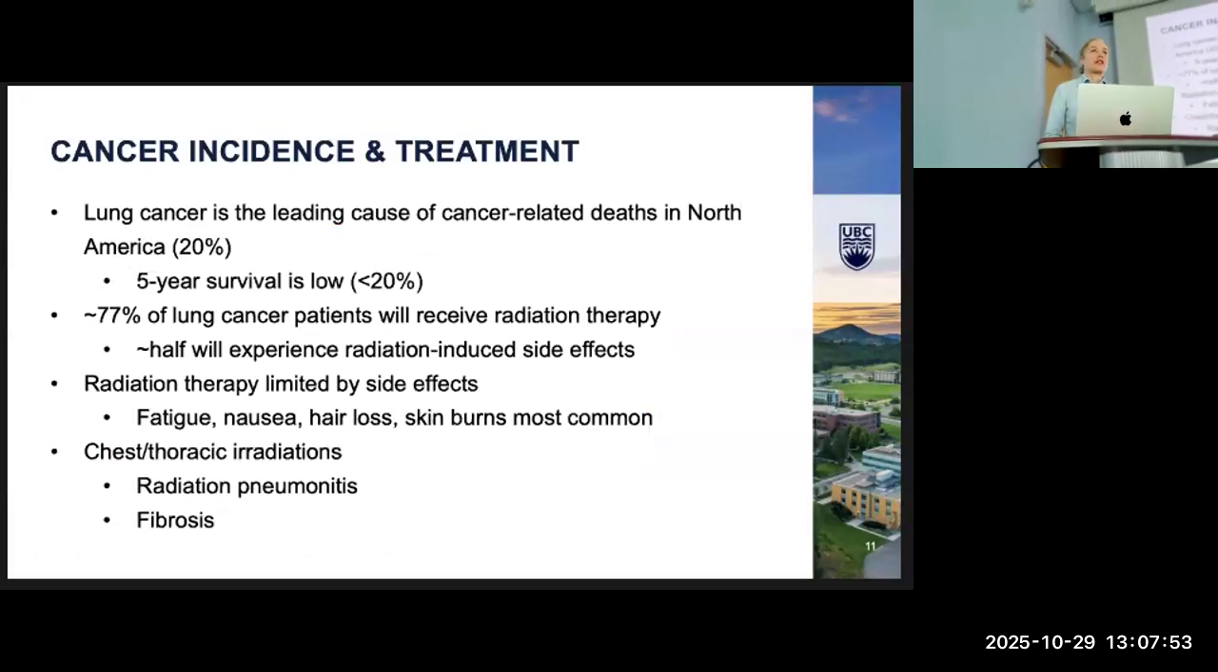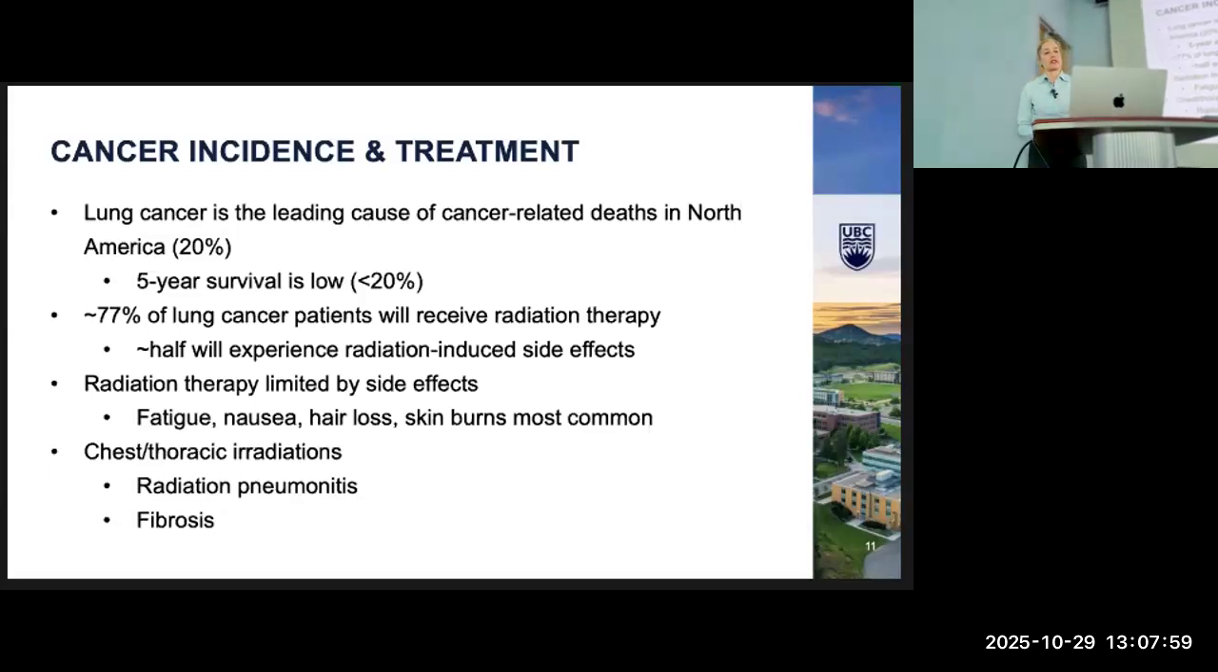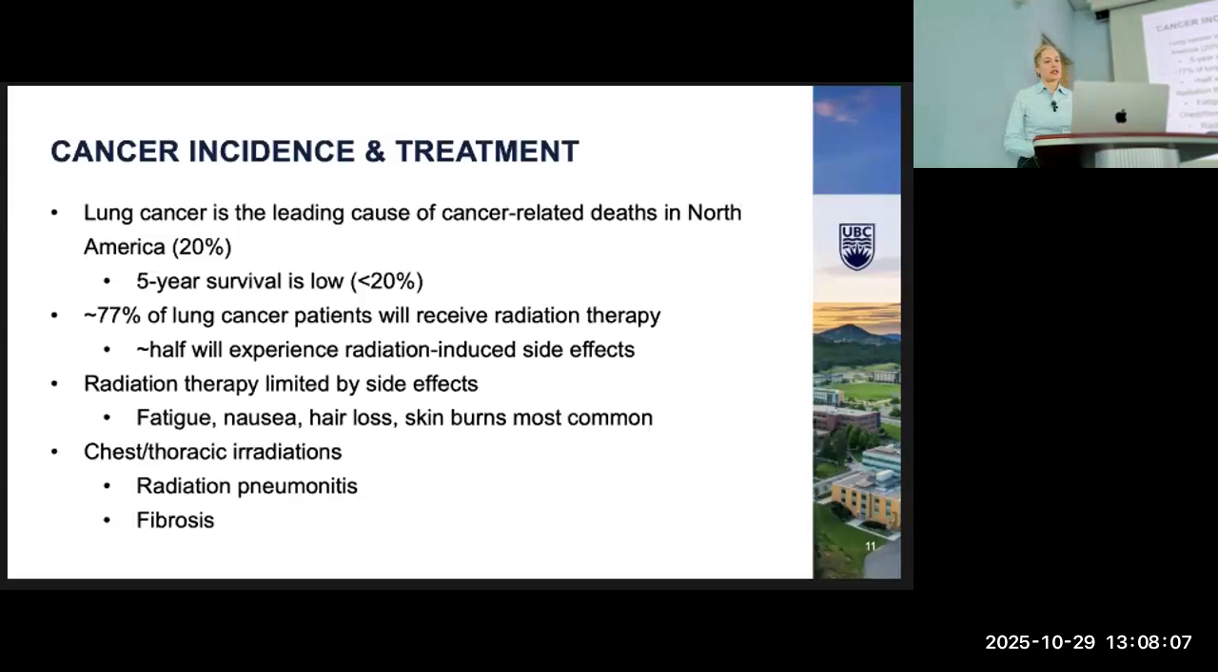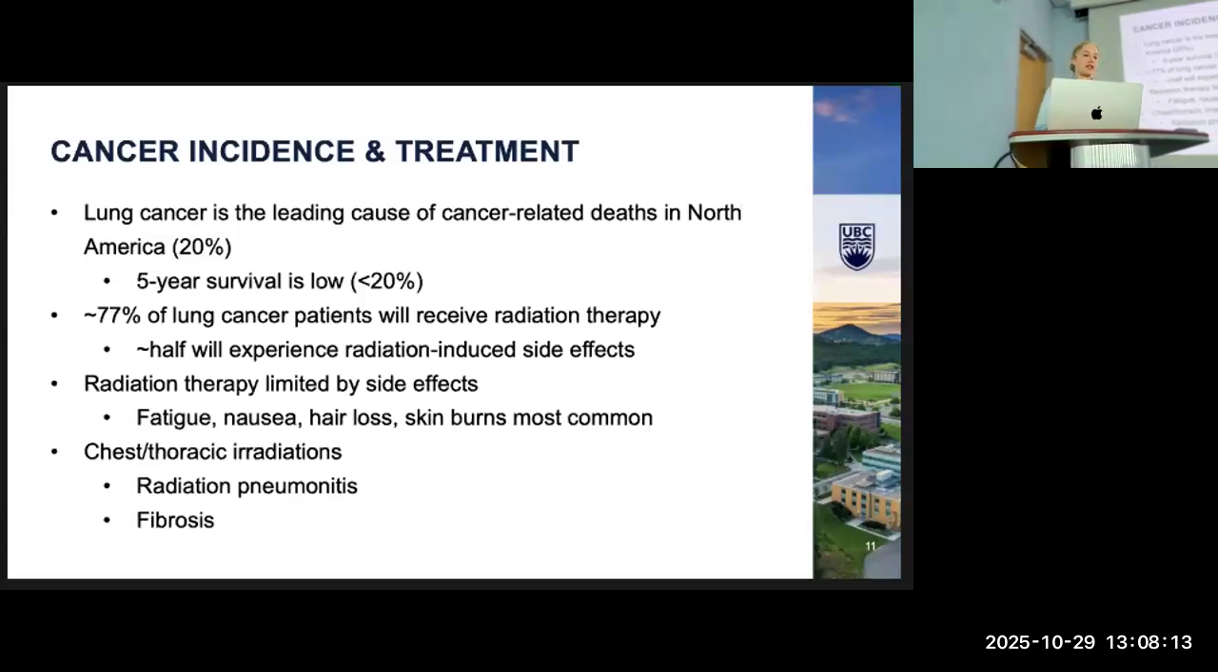Radiation therapy is used quite extensively. Nearly 80% of patients will have radiation therapy, and half of them will experience some sort of radiation-induced side effect. There are lots of side effects to radiation therapy that are fairly generic. In the chest and thoracic irradiations, we end up finding radiation pneumonitis and fibrosis in the lung. Those are the two that we're going to focus on as our markers of lung injury.